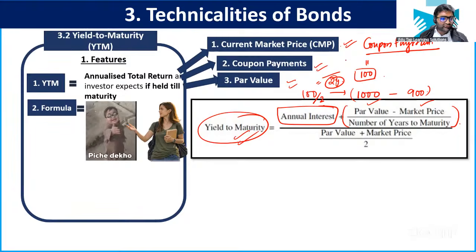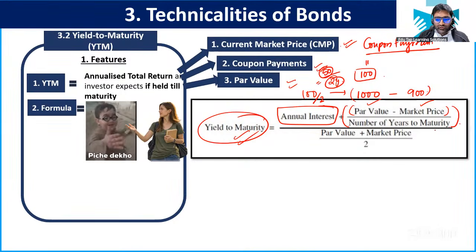Can I say that? Do you agree with it? Right, all of you, do you agree with this? 100 by 2, nothing but 50 rupees, is something that you can say on a yearly basis I am getting as profit. That is what is done over here. Par value 1000 minus market value 900 divided by number of years to maturity. This is actually the number of years left to maturity, right? Let's say you have bought it at the beginning, 2 years are left to maturity, and we will be dividing by 2.